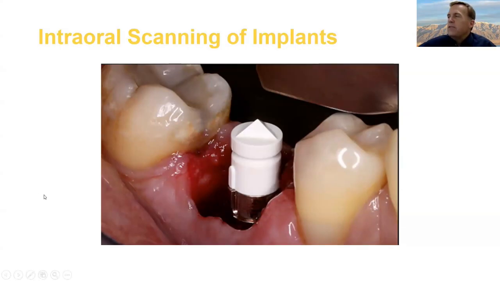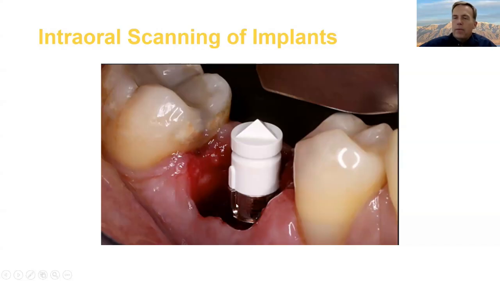So this is something that's nice to have a conversation with your laboratory about. Different labs like different workflows, and kind of talk to them about, hey, what scan bodies work best for you? So you guys can kind of help each other get the best result. But the cool thing about an IOS is that when you take a scan with one of these scan bodies, you're getting the accuracy of an open tray and the convenience of a closed tray.